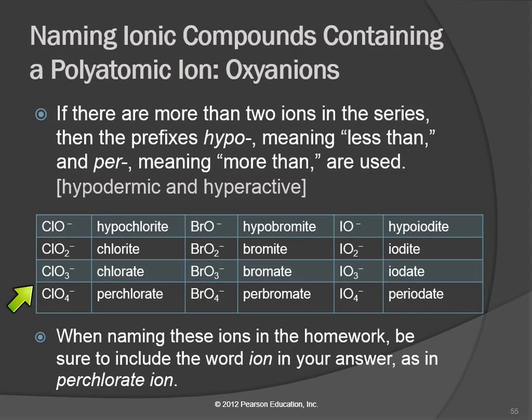And then we have one that has more oxygen. If someone is hyper, do they have more or less energy? Hyperactive. More active or less active than regular people? More active. Per or hyper means more. So perchlorate has one more oxygen than the chlorate. You memorize this one, you remember this pattern, and now you can name and write formulas for 4 ions by memorizing 1.